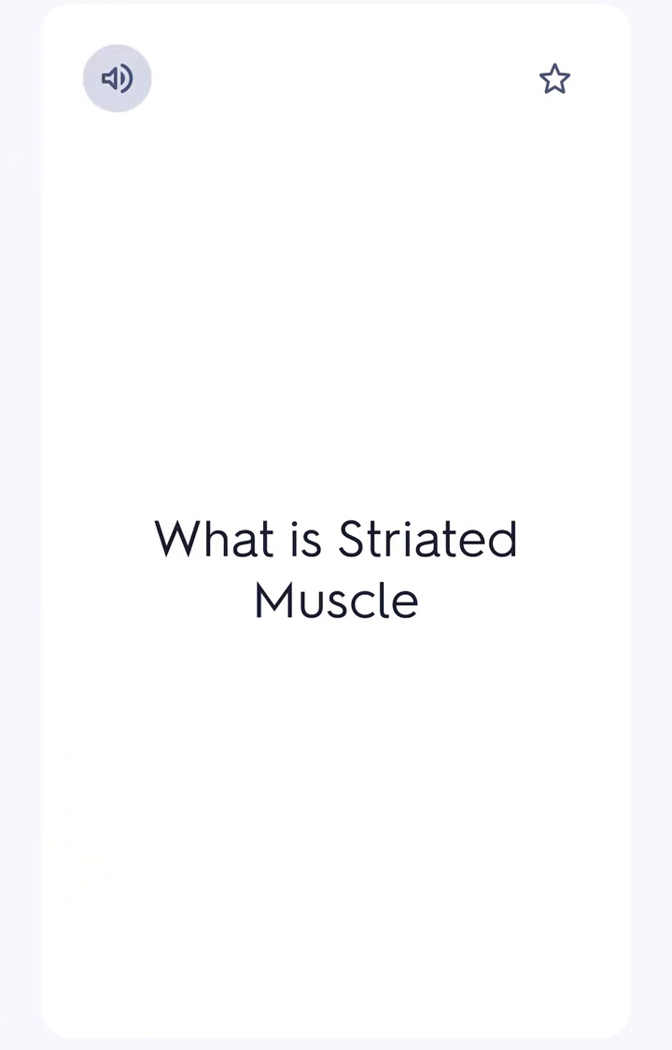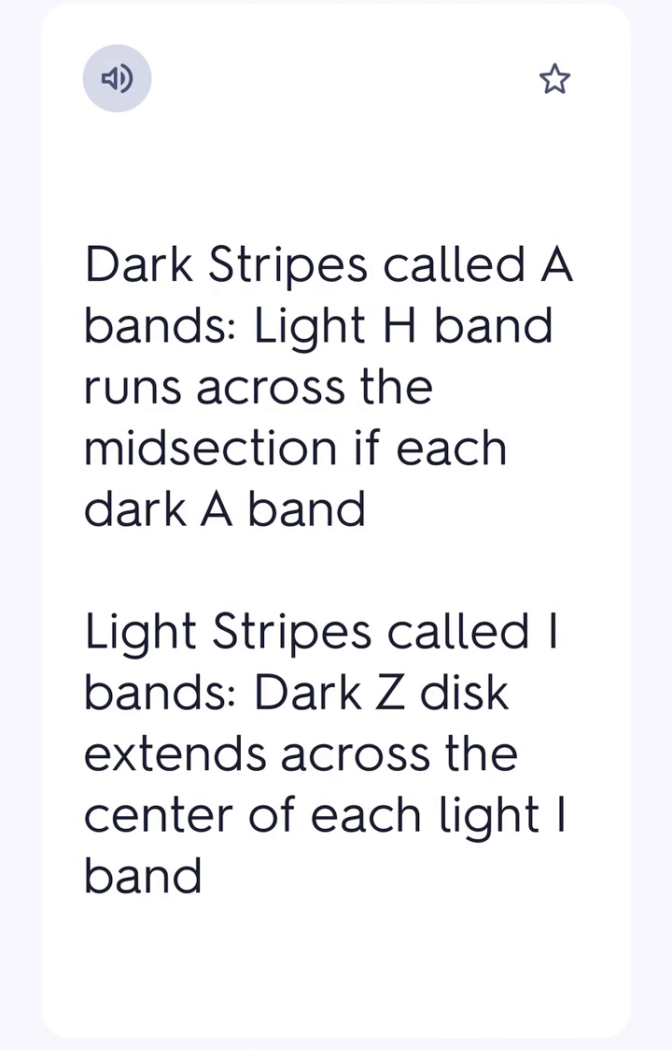What is striated muscle? Dark stripes called A-bands. Light H-band runs across the midsection of each dark A-band. Light stripes called I-bands. Dark Z-disc extends across the center of each light I-band.